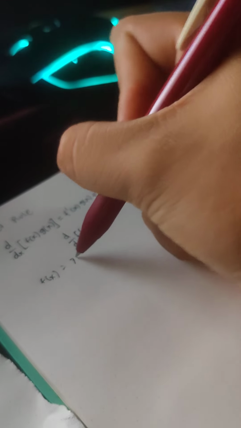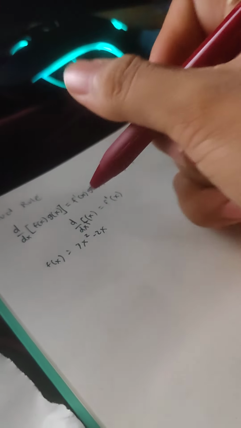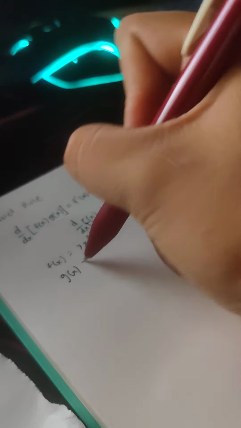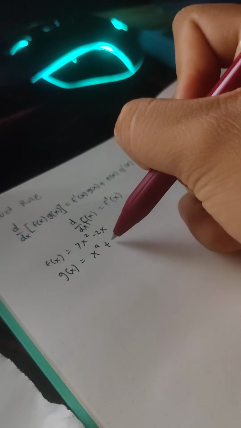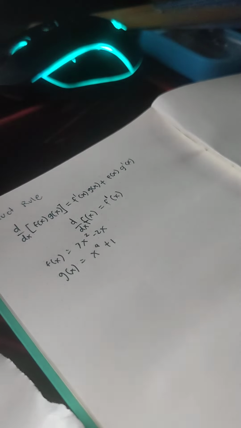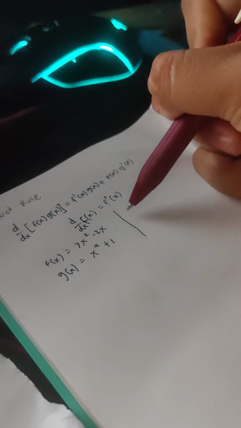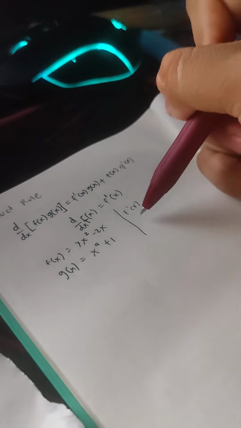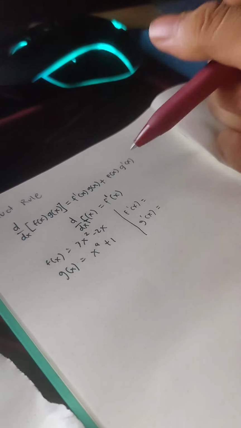So, for example, you have f of x equals 3x squared minus 2x, and then g of x equals x raised to 4 plus 1. So, first thing first, take the derivative of these two functions individually. So, you have f prime of x and then g prime x. Then take the derivative, just the power rule.